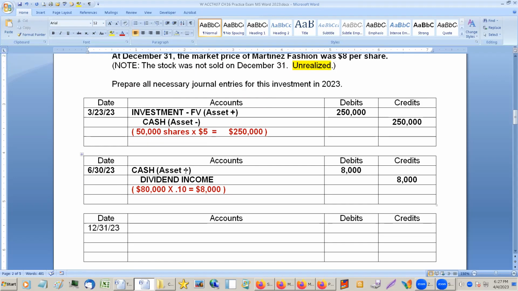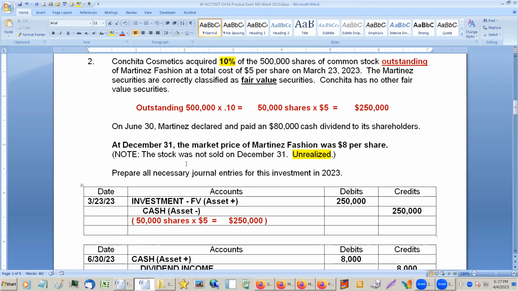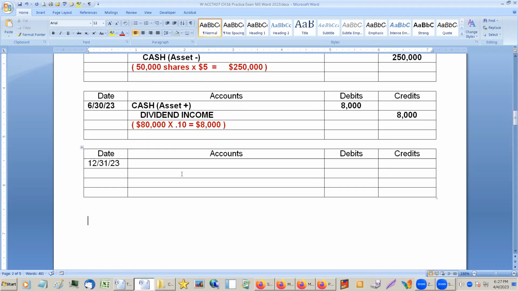All right, so let's see. We have 50,000 shares at $5. I remember I did this before. Okay, so 50,000, five. So, well, yeah, 250,000. No, wait, that's not the market value. Market value is 8. Is that crazy? What is 50,000? Maybe 400,000.